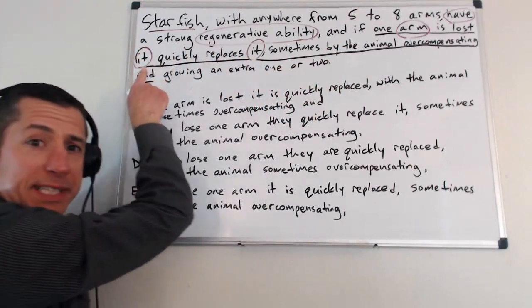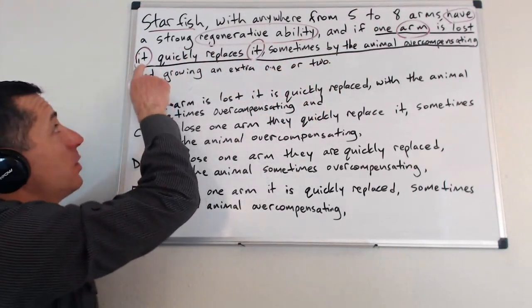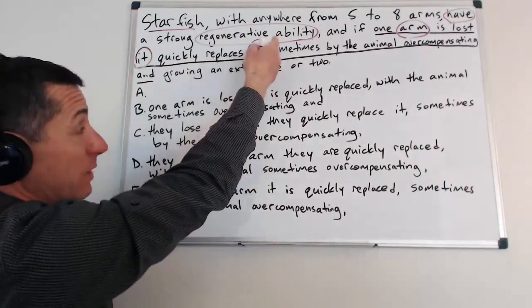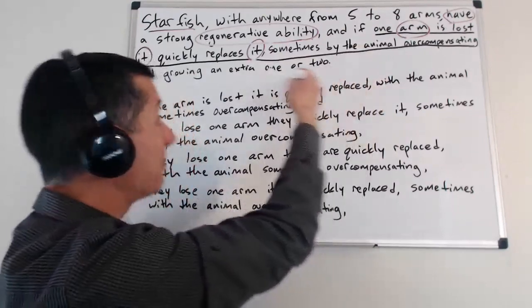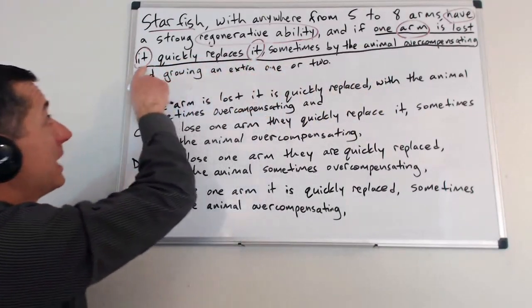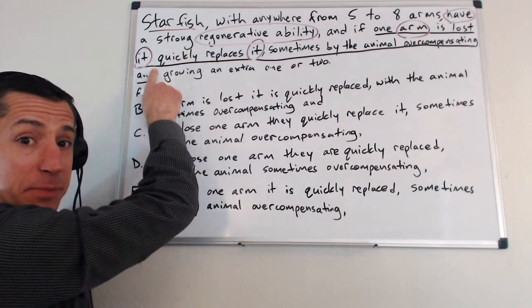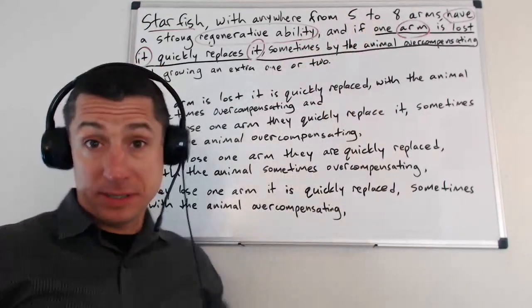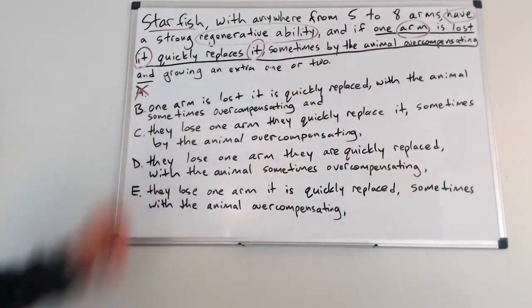But we've got a problem with this first it. So logically, this has to be the starfish, right? What's replacing the arm? It's not the regenerative ability replacing the arm. It's the starfish itself replacing the arm, but it can't refer to starfish, and starfish is plural. So for that reason, A is out. We've got a singular referring to something that is plural. So A is out for that reason.